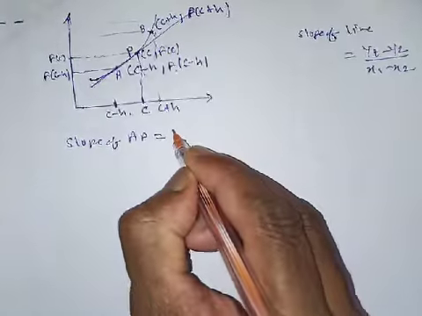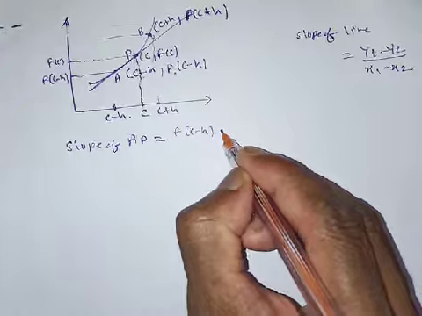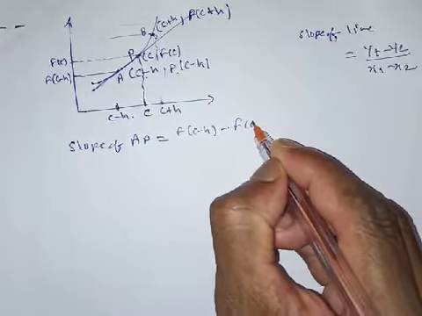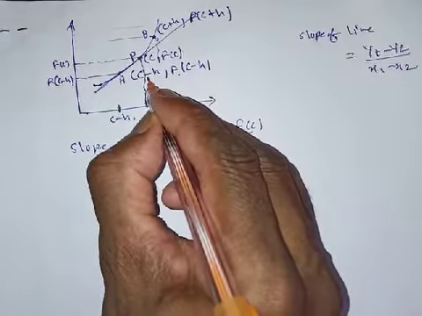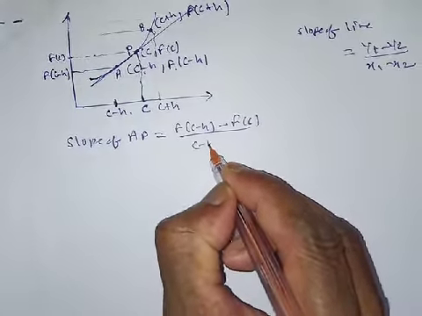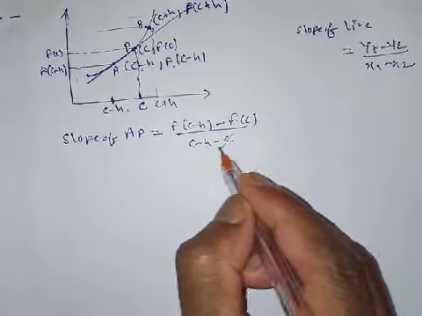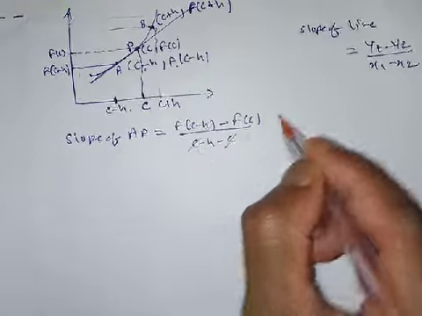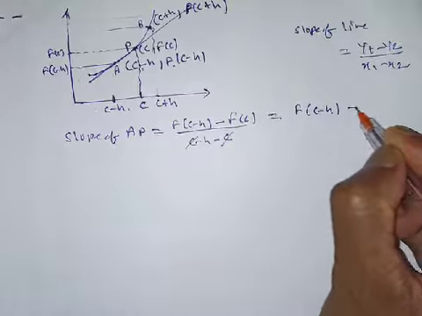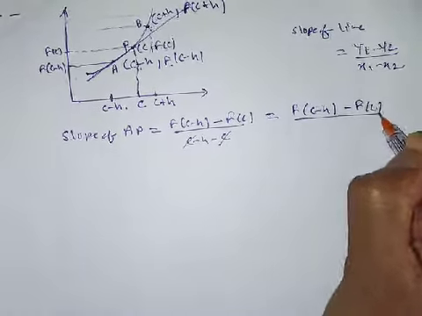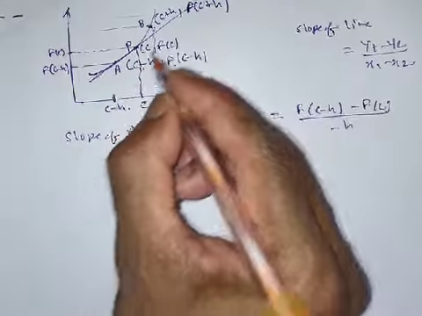y1 is f of C minus h. What is y2? f of C. What is x1 minus x2? x1 is C minus h, minus C. So this C and this C will cancel. So what we will get is f of C minus h minus f of C upon minus h. This is the slope of AP.